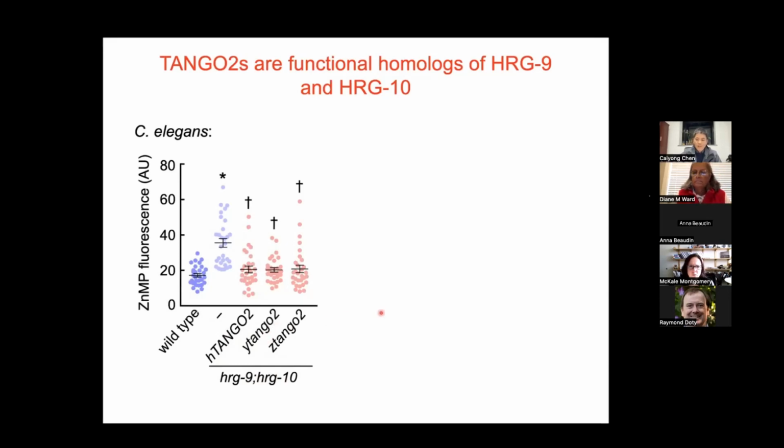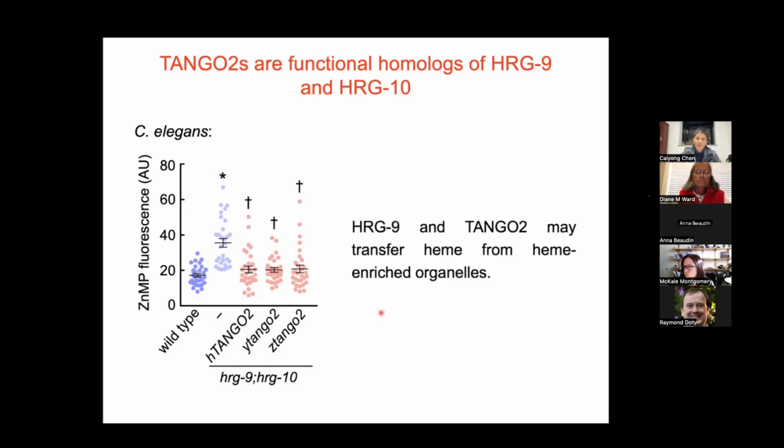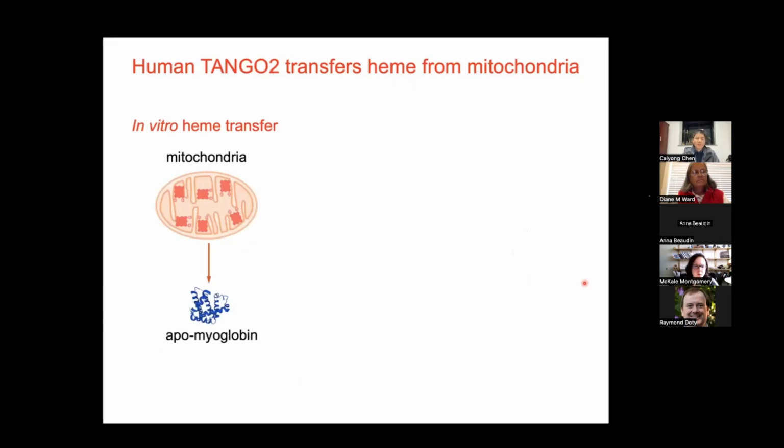Because mitochondria and LROs are both enriched in heme, our results further suggest that HRG9 and Tango2 may transfer heme from heme-enriched organelles. To find out whether these proteins can transfer heme, we performed in vitro heme transfer assays. Here we used isolated mitochondria as a heme donor and apomyoglobin as a heme acceptor. After incubating them, we assayed the heme activity associated with the apomyoglobin, with myoglobin, by in-gel heme staining.